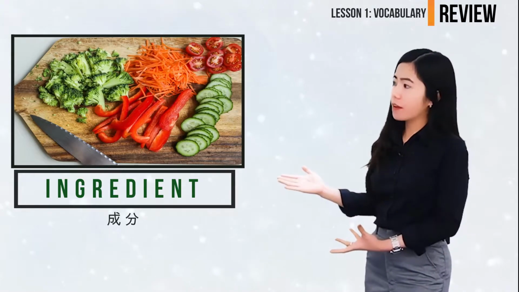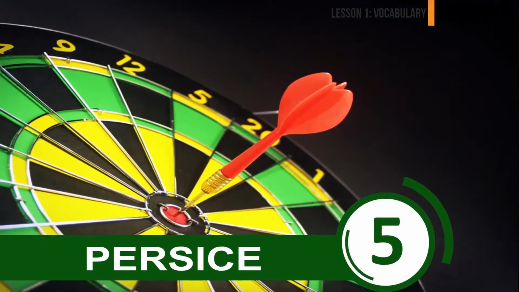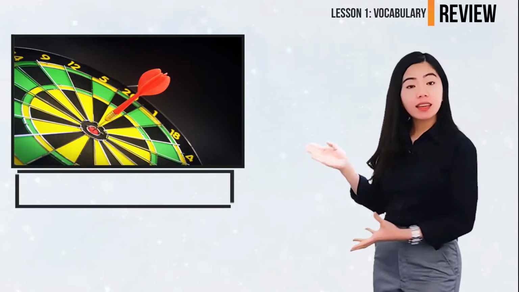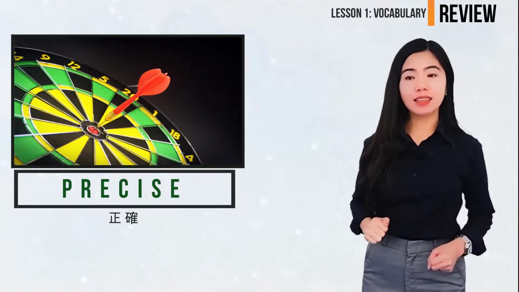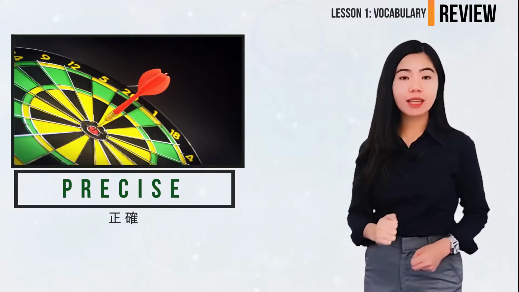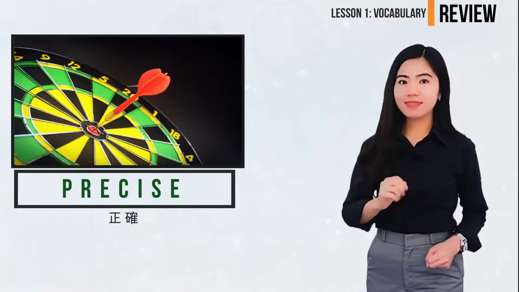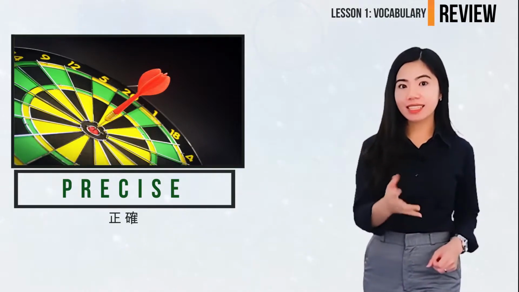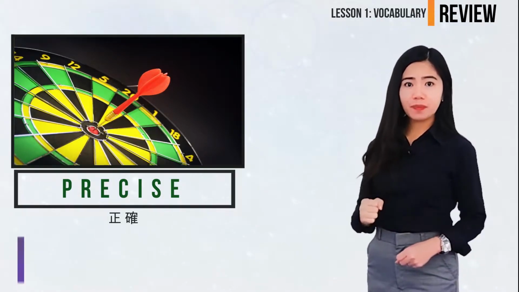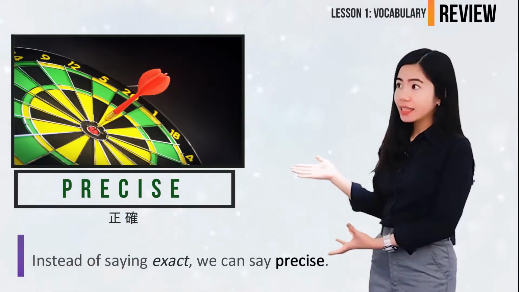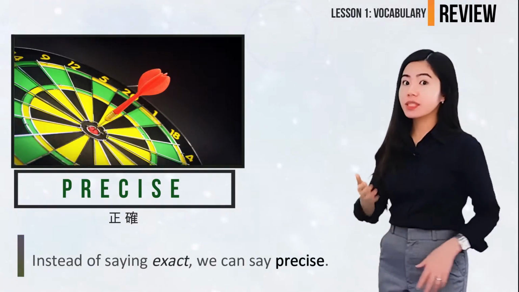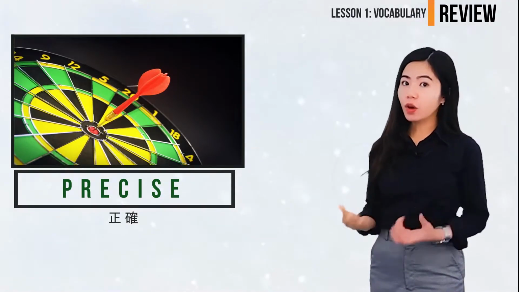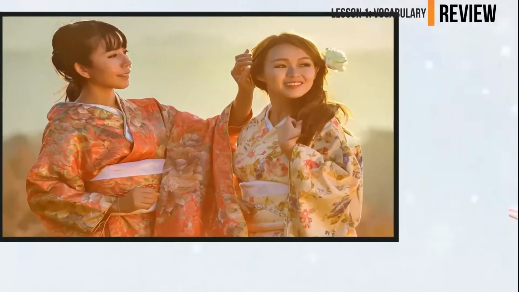And our next vocabulary is... I hope you're thinking the correct answer. And yes, it's precise. Let's say the word 3 times. Precise. Great. Instead of saying exact, we can say precise. Moving on to our next vocabulary.